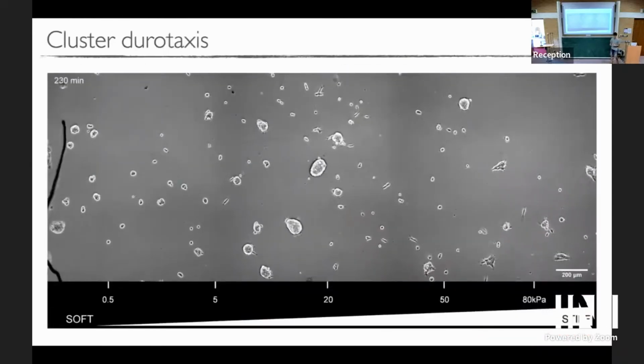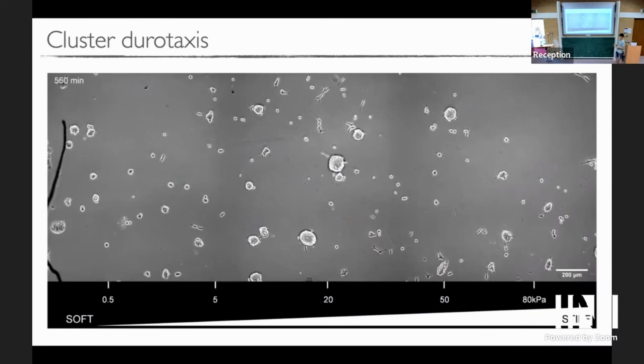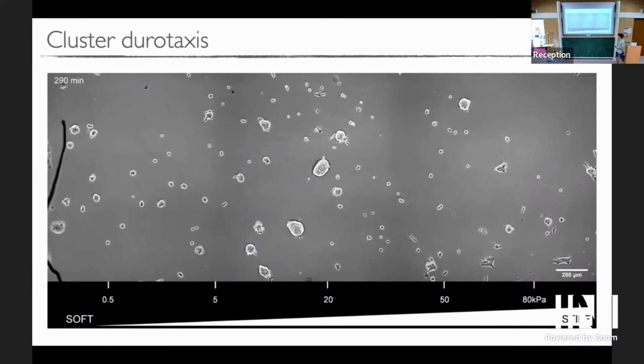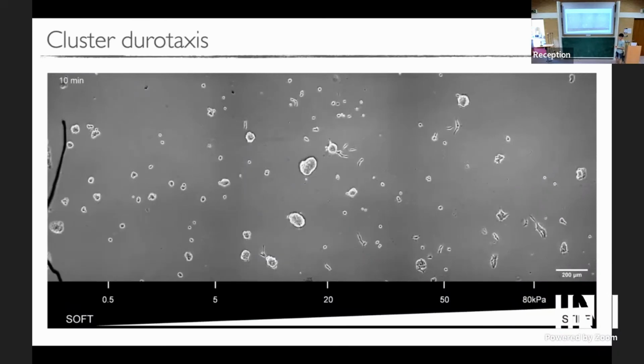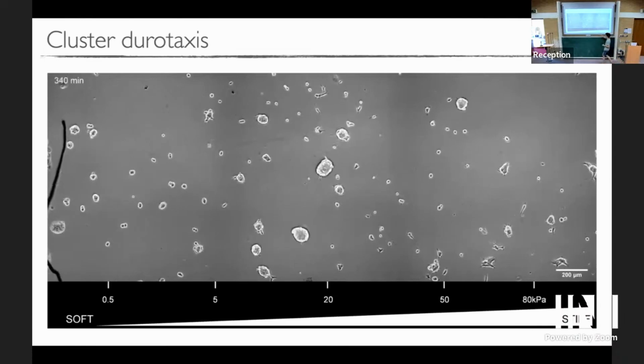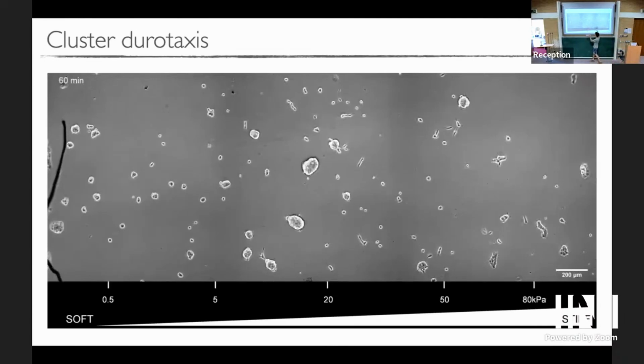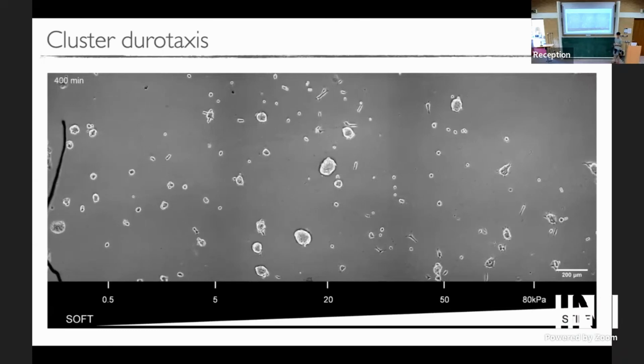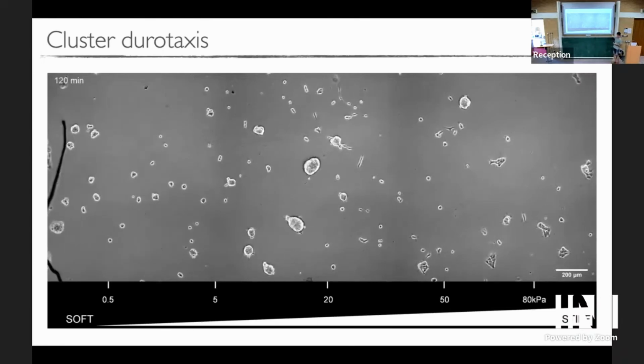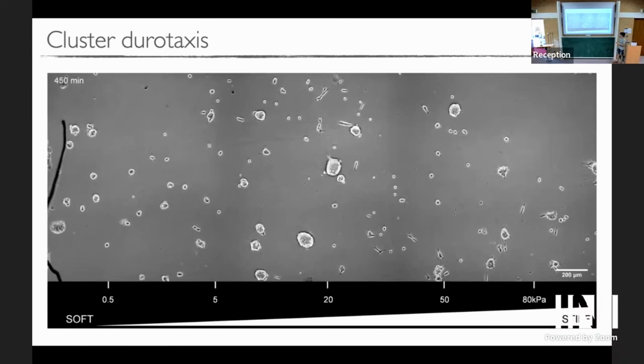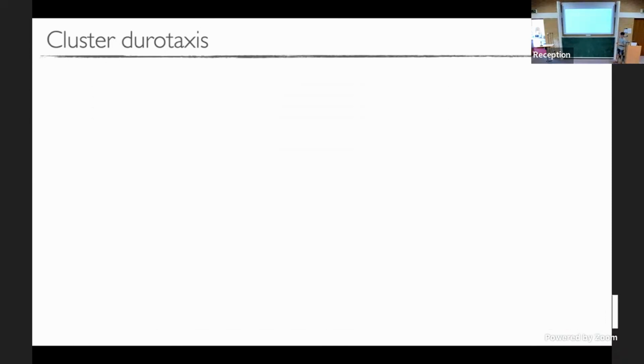Okay, and then you can ask the final question, which is, now let's put this on a gradient of stiffness, and let's see if they do durotaxis, and they do. I think it's easier to see here in the center, but if you look everywhere, they perform durotaxis. They move from soft to stiff areas, and then the next thing was to quantify this durotactic motion.